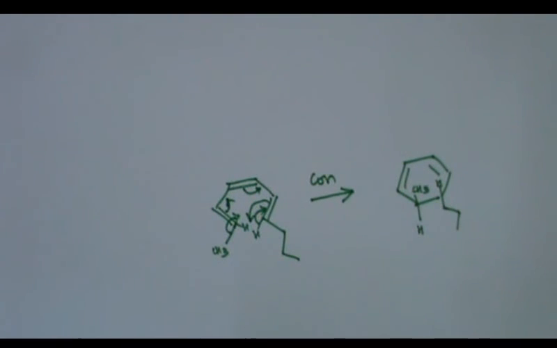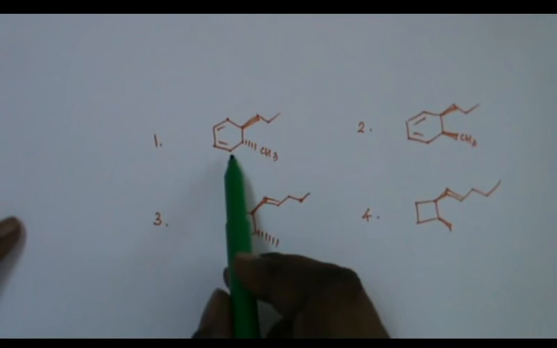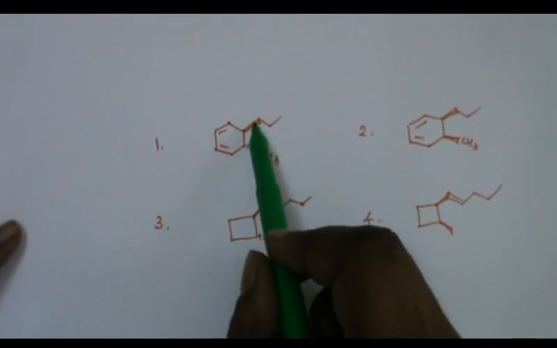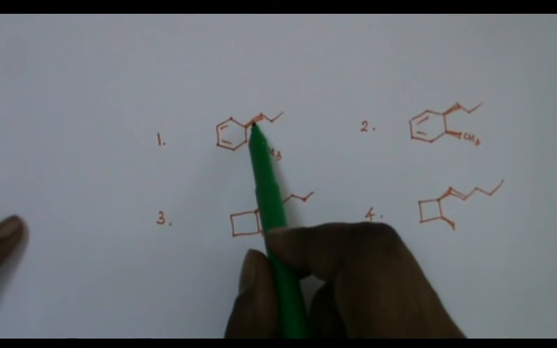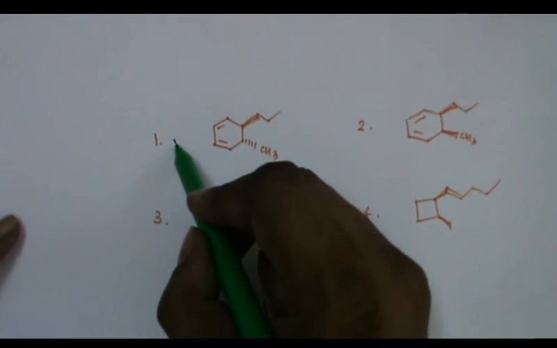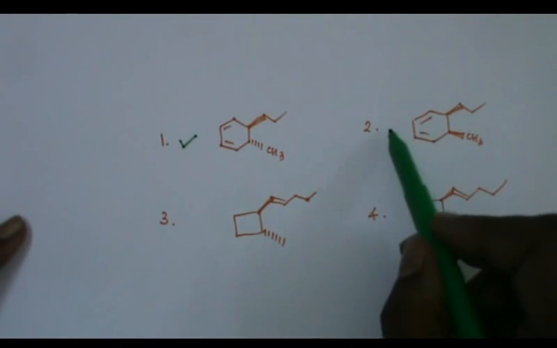Now let us go to the given options. First one, it is a 6-member ring. This is also 6-member. Whether the stereochemistry is cis or trans? It is trans as per the mechanism. So this is the answer. The second option, it is cis. That is not possible.